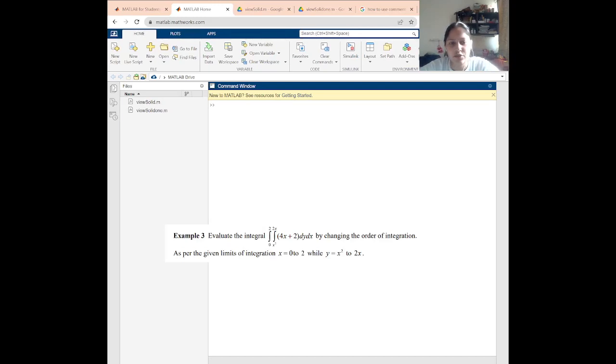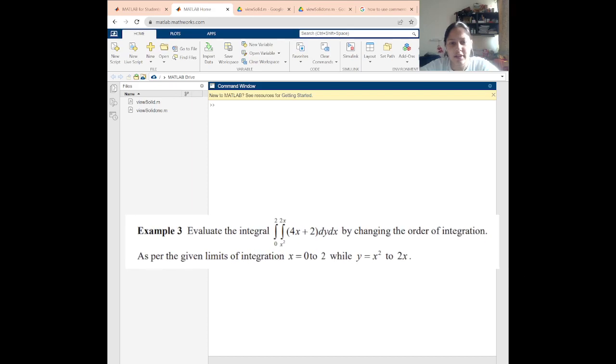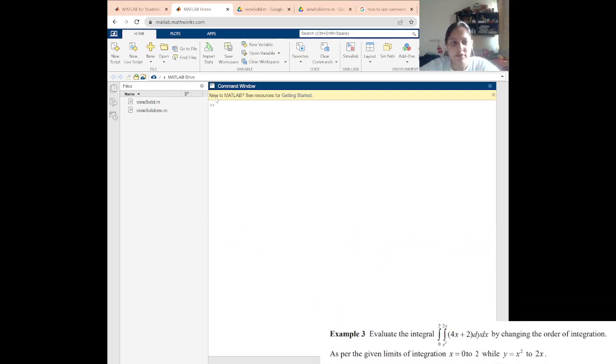So this is our next question. We have to evaluate the integral by changing the order of integration. So for this also it is very easy. We first use clc, then we declare the variables, and then we write our double integration. So this is our double integration format. This is 4x plus 2, we use the limits, and then x 0 to 2. So for this we get the answer 8.